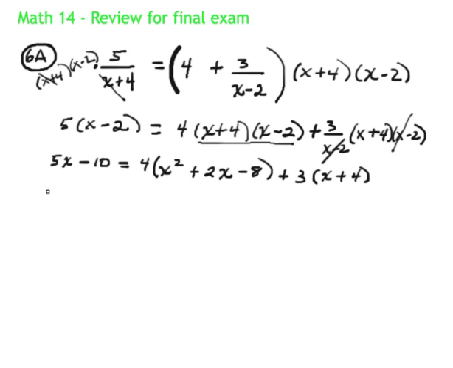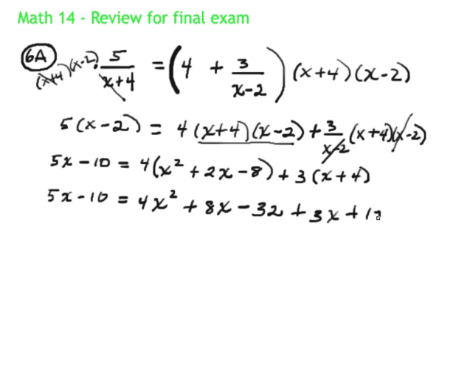All right, so let's just multiply through by 4 in the first set of parentheses, so that'll be 4x squared plus 4 times 2, that's 8x, minus 4 times 8, that's 32, plus 3x plus 3 times 4, that's 12. Okay, on the right-hand side, we can do some combining of like terms. Okay, here we have an 8x and a 3x, that's 11x.